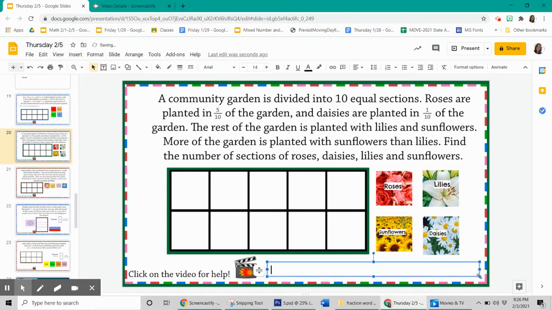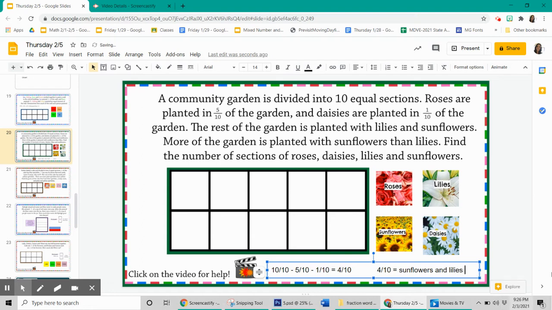You have 10/10, that's what we're working with, all those spaces. Get rid of the information you know so that you can see what the rest is. So we know that 5/10 is already spoken for, those are the roses, and that the daisies are another 1/10. You're going to be left over with 4/10. That 4/10 that's left over is covered in sunflowers and lilies.